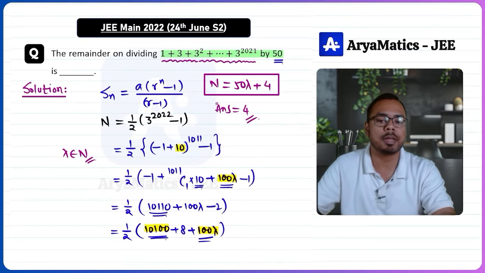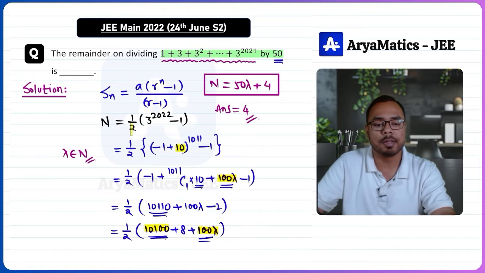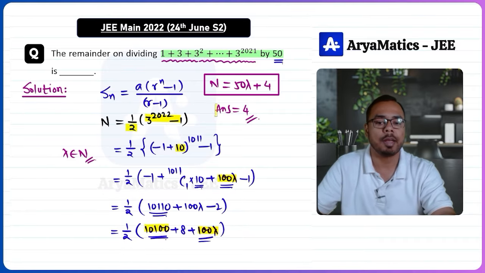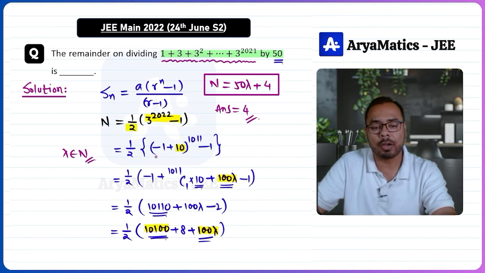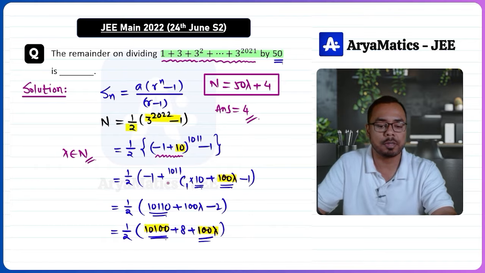So this was a very interesting problem where first we had to identify the number using this formula of the sum of n terms of a GP, so a into r raised to n minus 1 by r minus 1. And now because we are dividing by 50, we have tried to create multiples of 100, right? So for that, 3 raised to 2022, this we can write as 3 square raised to 1011. And now expand it using the binomial theorem. And we'll write the first two terms, right?